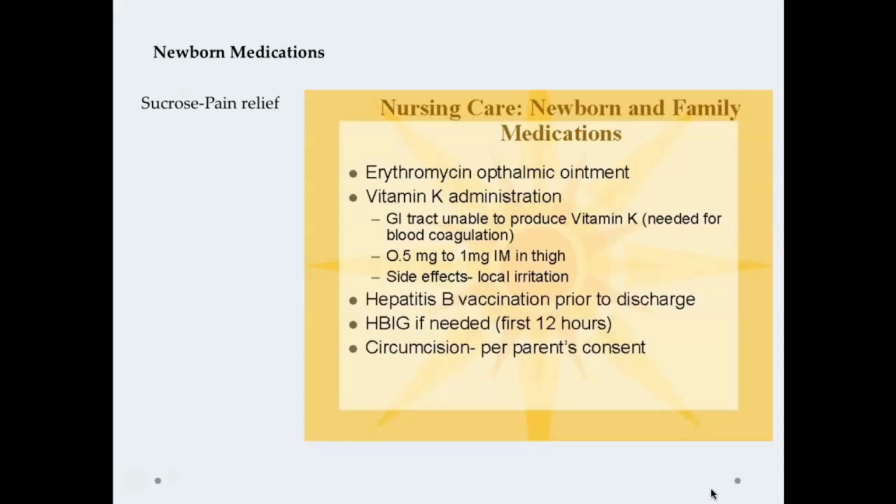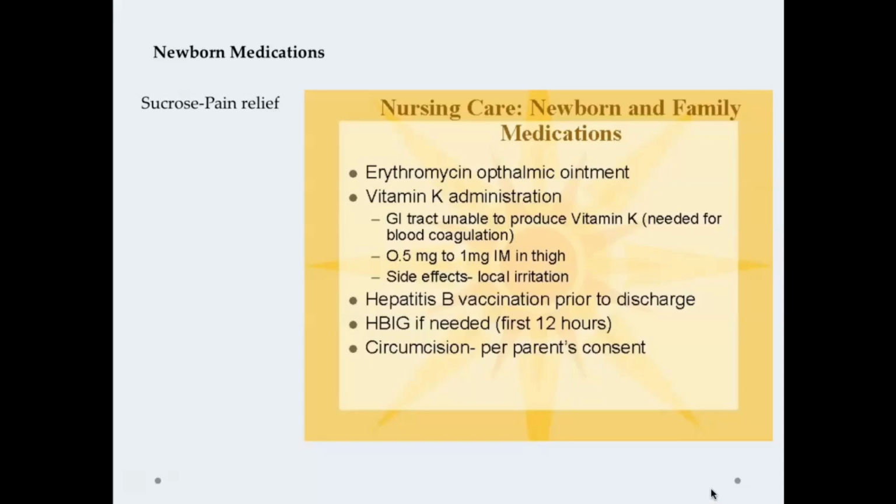HBIG is the hepatitis B immunoglobulin. It is only needed if the mom tested positive for hepatitis B. So if the mom was Hep B positive, they would get both the Hep B vaccine as well as the HBIG. And you always want to make sure to give it as soon as possible within the first 12 hours of life. And this mom who was Hep B positive, their baby would be bathed right away and then given the vaccine.